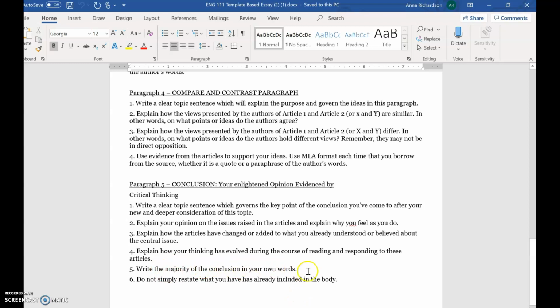Write the majority of the conclusion in your own words. That means you don't have to cite the article in your conclusion, okay? You don't have to have any citations. You don't have to provide any evidence in this last paragraph because it's your perspective. And be careful not to simply restate what you already stated in the body.